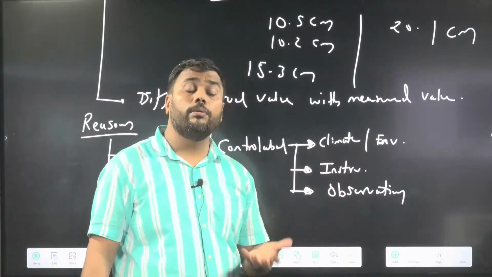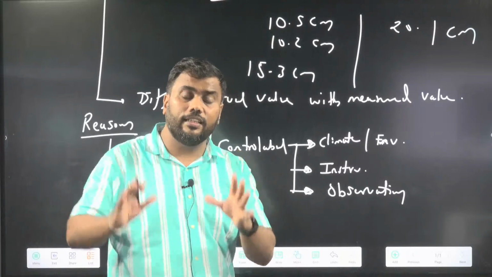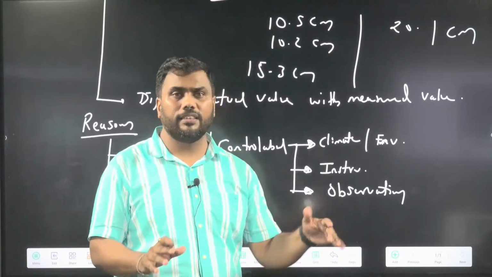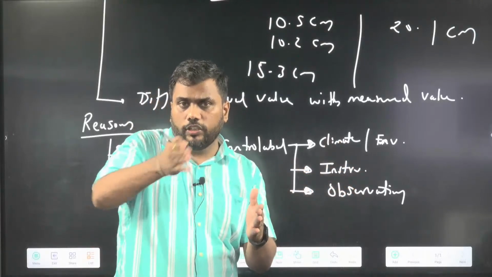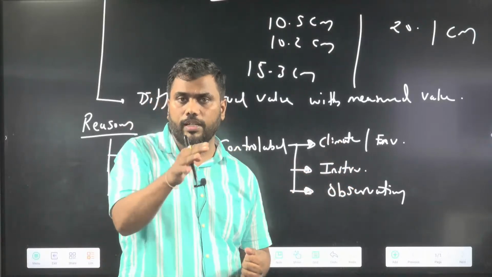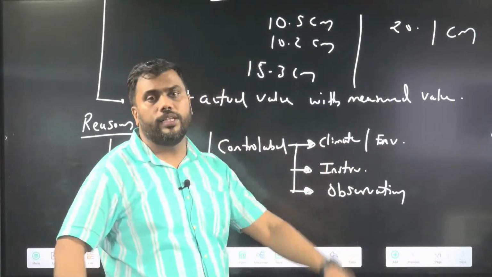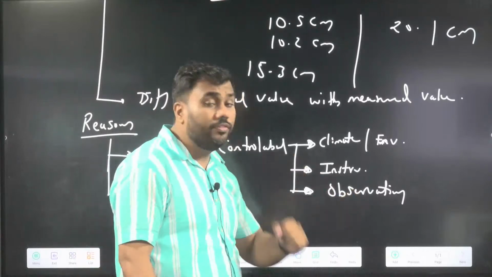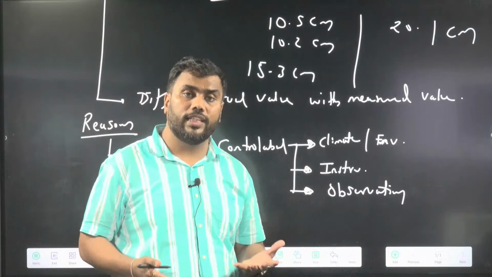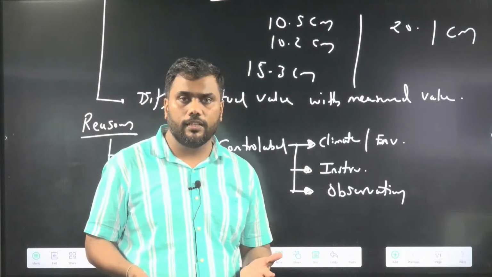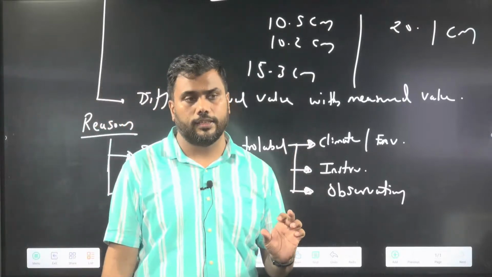Then there are some problems in the instrument. Suppose you are using an incorrect scale. It is made by some very illogical company that is making illogical kinds of markings. One centimeter is not one centimeter on your scale. That kind of error is called instrumental error. Then observation: we can make incorrect observations also. Suppose we don't know how to use the scale and we make observation errors. All these kinds of errors come under systematic or controllable errors.